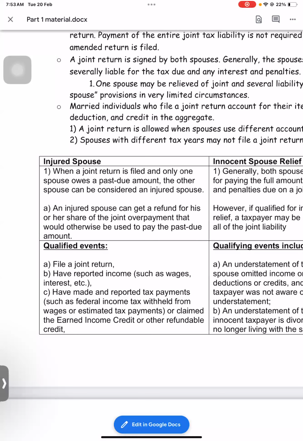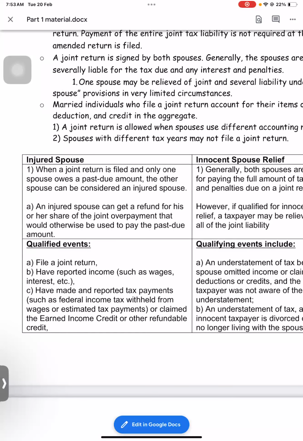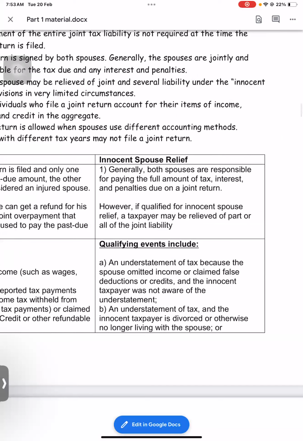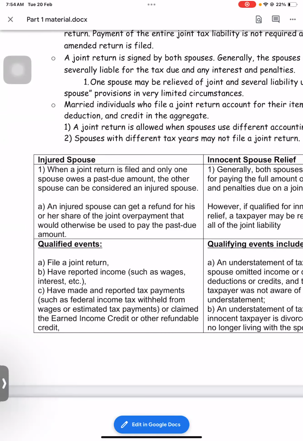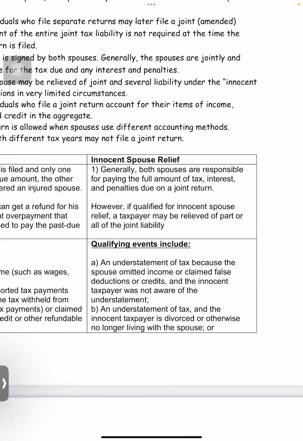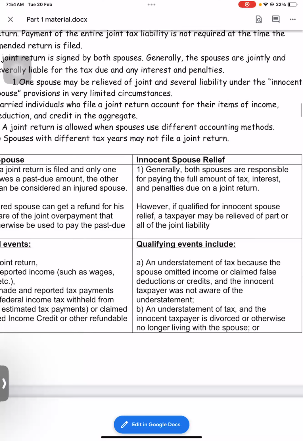Clear, guys? Any question till now? Injured spouse is clear for everyone? So I can move to the innocent spouse. If you're not clear with injured spouse, you will have confusion in innocent spouse relief when I explain it. See, both spouses are responsible for paying the full amount of tax, interest, and penalties which are due on the joint return. Injured spouse is where a person makes a previous mistake, so why should both be liable, and this is regarding the current year return. Let me first explain the innocent spouse, then I'll compare both. Then you will understand that thing.